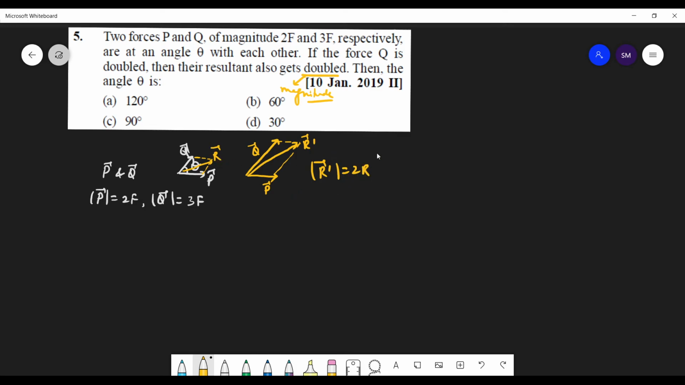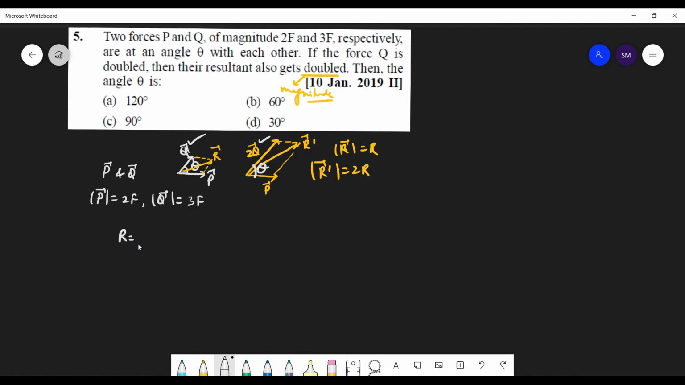Magnitude of R in the first case is equal to R, and in the second case it's 2Q, right? So 2Q and P. But as I discussed, even if you double the Q, the direction of Q and 2Q is the same. So this angle will remain this theta. And we have to find this angle theta in this case. Okay.